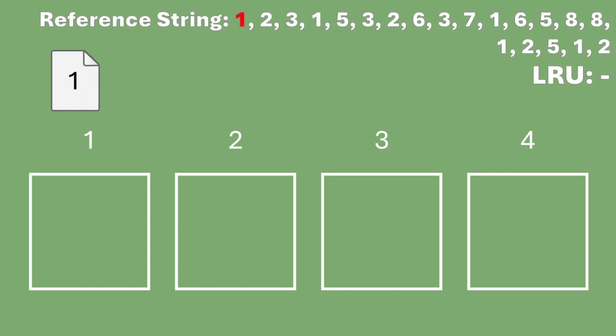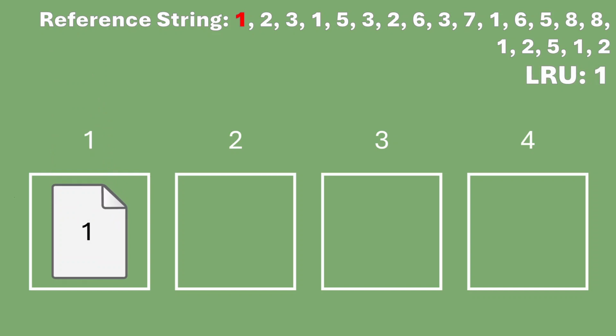The first requested page is 1. A page fault occurs as it is not within any active frames. Page 1 is inserted into frame 1 and the LRU is updated to 1. The second requested page is page 2. A page fault occurs as it is not within any active frames, and page 2 is inserted into frame 2.